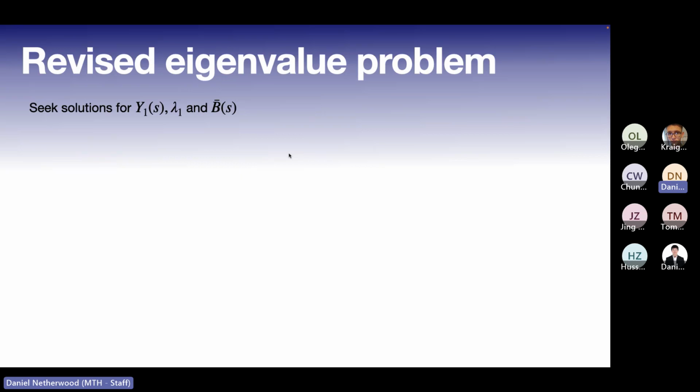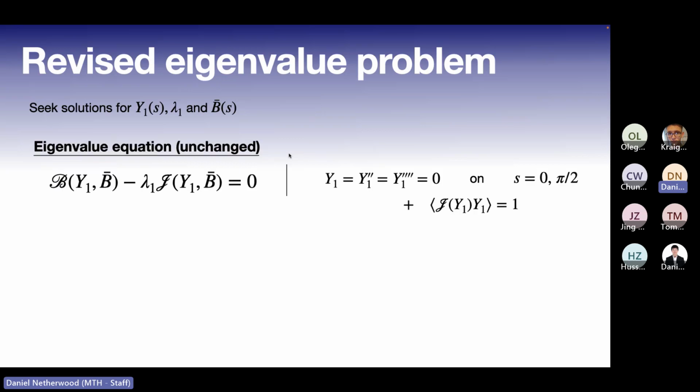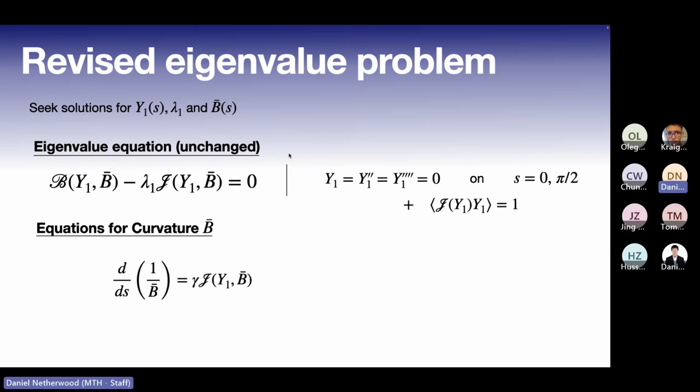The big difference here, b bar is now a solution. This is not something we're prescribing. We'd like to find this cross-section that makes this work. The eigenvalue problem is unchanged from when I first stated it. The difference, slightly, is remember b bar is now an unknown. The big difference in the problem is that we now have an equation for the curvature.